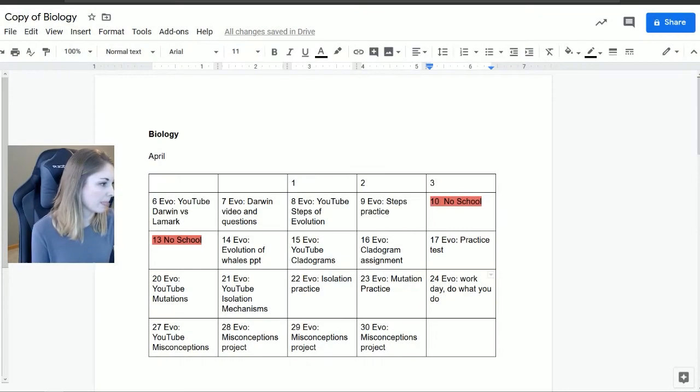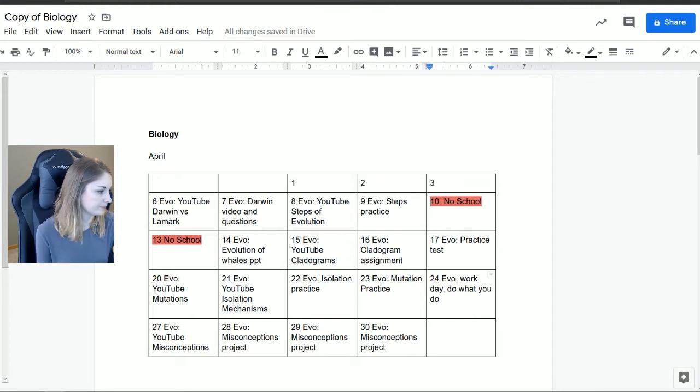Today I'm going to be going over your stuff for April 8th. I'm going to be going over the different steps of natural selection or evolution. And then this should help you do what you need to do for tomorrow's assignment. So just to take a look at your calendar, if you have this out.